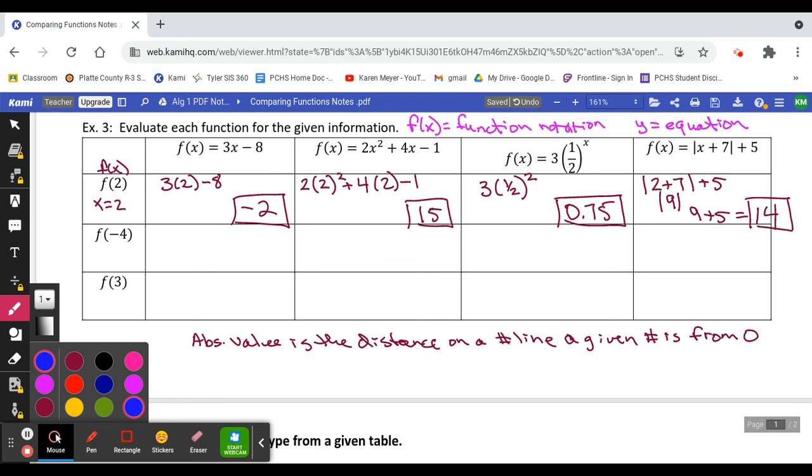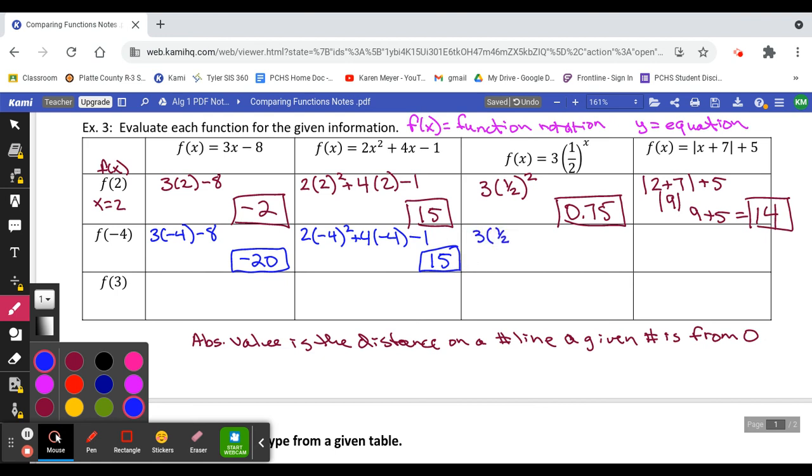Okay, let's try another one together. This time, f of -4. So we're saying x is -4. So 3 times -4 minus 8. And if you type that into your calculator, you should get -20. And then 2 times -4 squared plus 4 times -4 minus 1. Type that in exactly how it looks, and you will get 15.